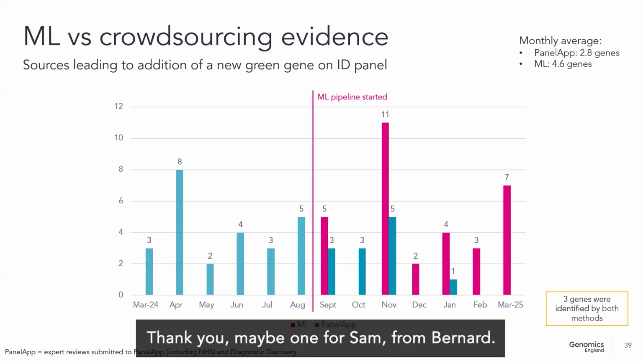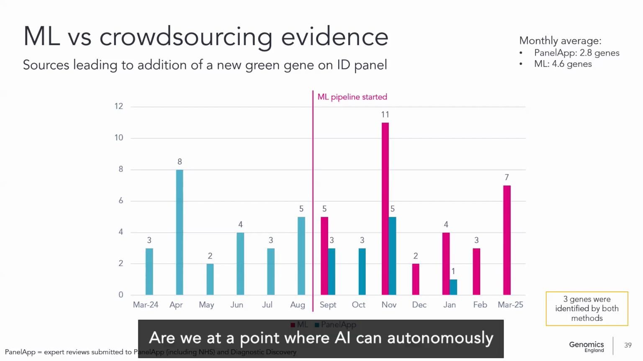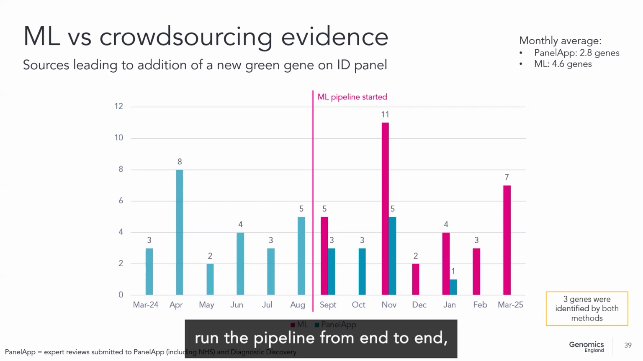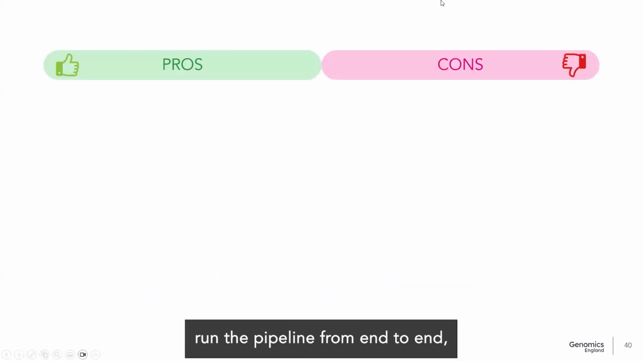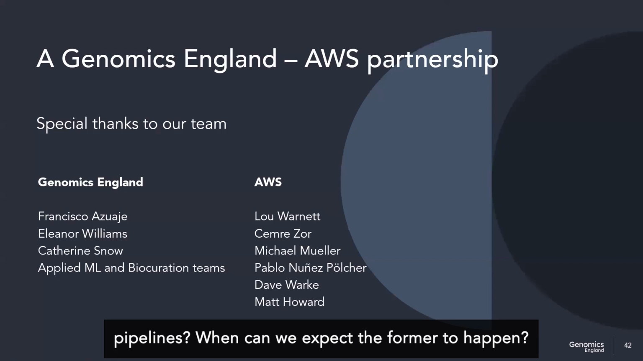Thank you. Maybe one for Sam from Bernard. Are we at a point where AI can autonomously run the pipeline from end to end, or are we still chaperoning the processes through the pipelines? When can we expect the former to happen?